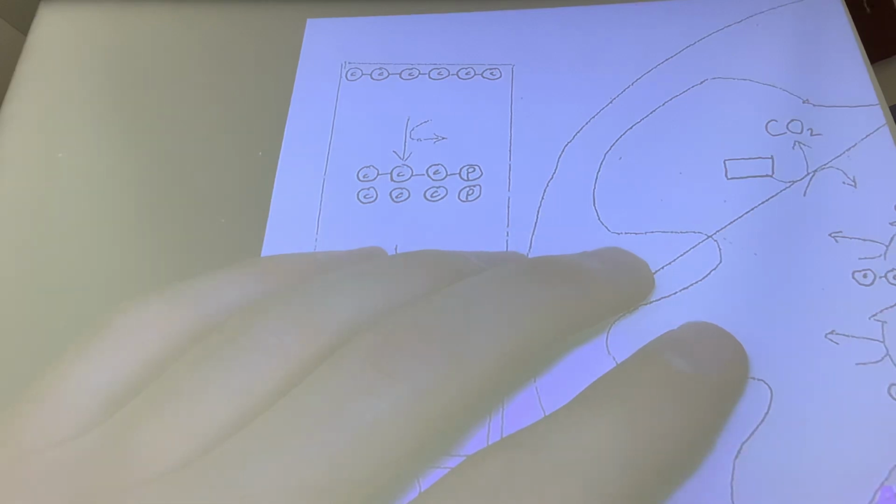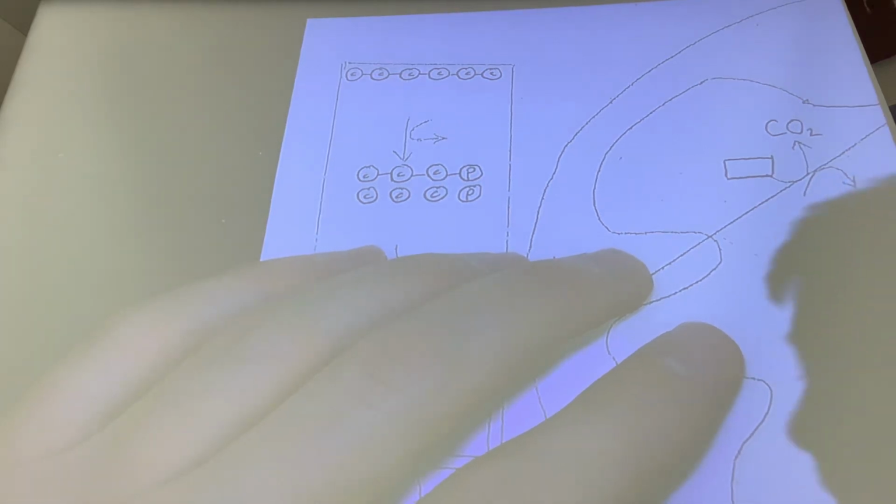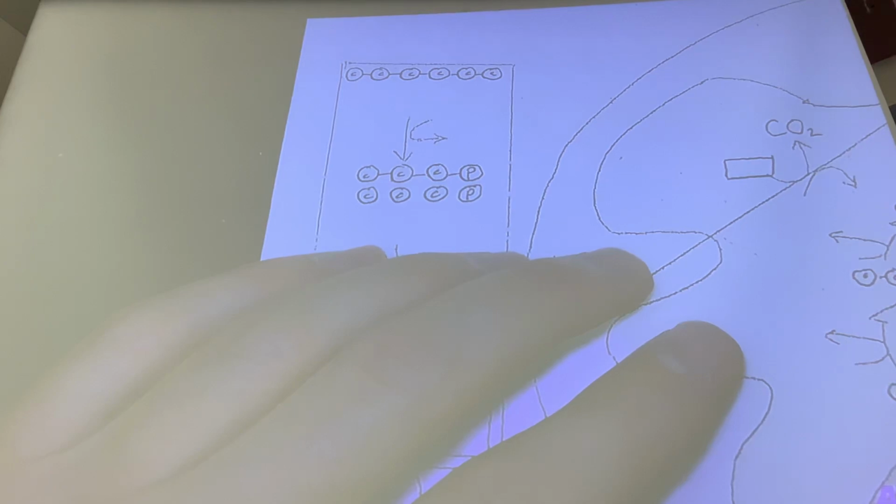Get ready. Where does glycolysis happen? Like nerds. In Lego. No idea? No idea. In the cell. In the what? In the cell. In the cytoplasm or cytosol.